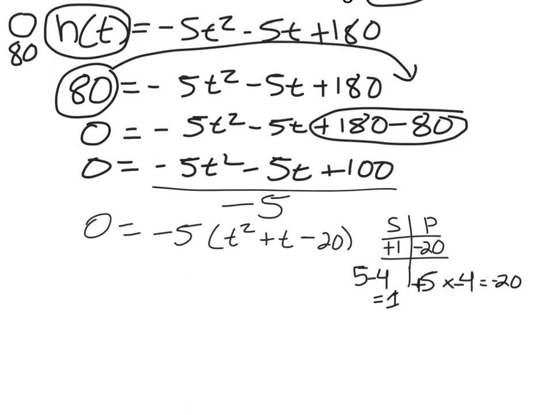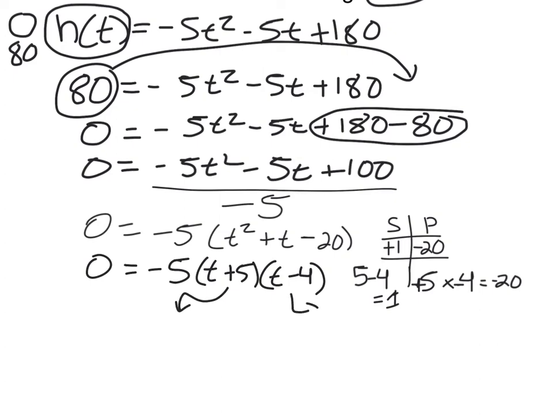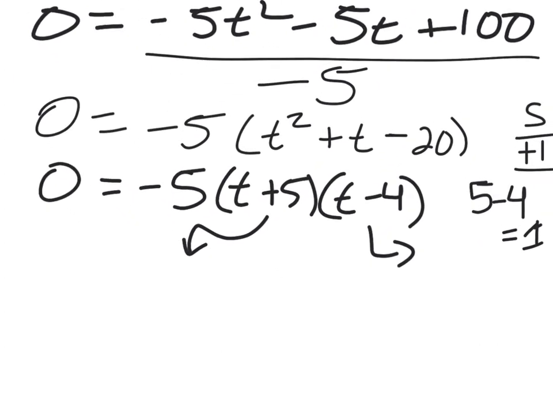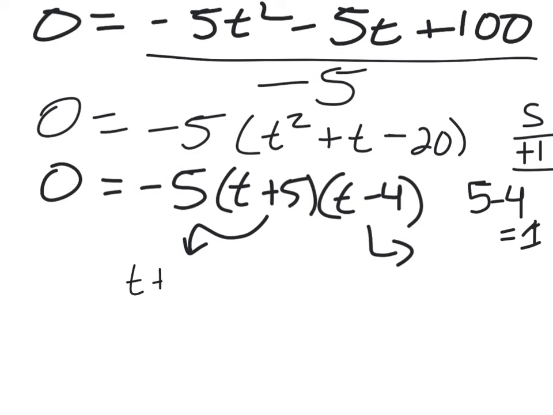We can then go back to our equation and finish factoring. The negative 5 stays. You have your two brackets with t or x. I dislike using t because it looks like a plus sign for me. So t, and then the two numbers are positive 5 and negative 4. Now we know we're asked to solve for the zeros. So after we've turned it into factored form, we'll take these two values and we'll set them equal to 0 and solve.